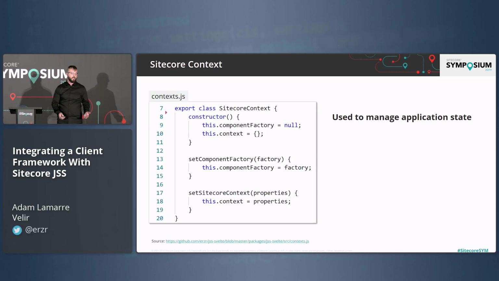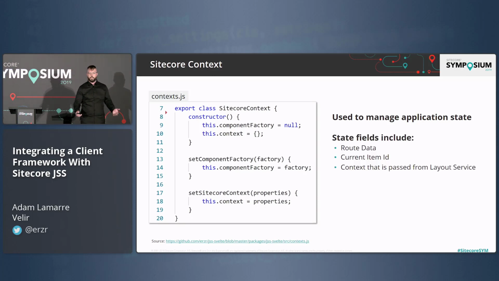The first thing you're going to implement is a Sitecore Context. You're starting from scratch, essentially, on the client side, and you need some place to manage state. This was my entire Sitecore Context. It's very simple. It probably could be more complicated, but it really doesn't need to be. It's used to manage state, and some of the state fields include route data, the current item ID that's being rendered, and any additional context that's passed from layout service.